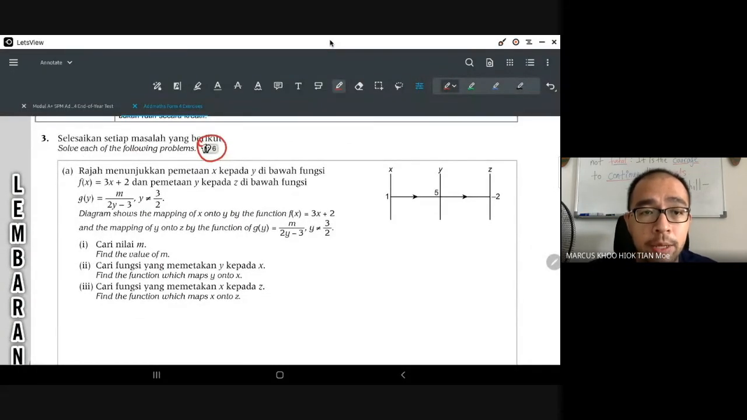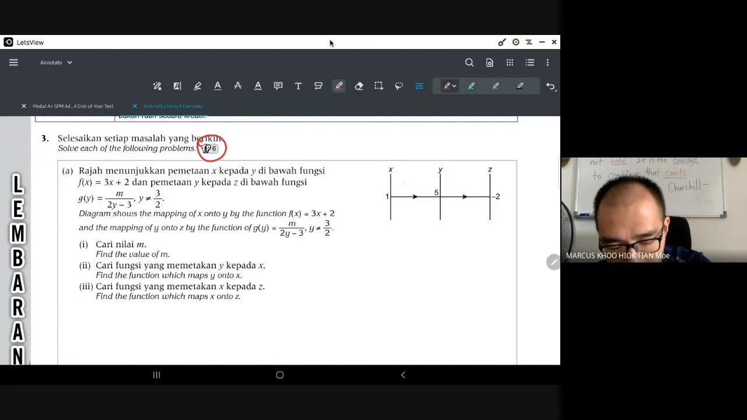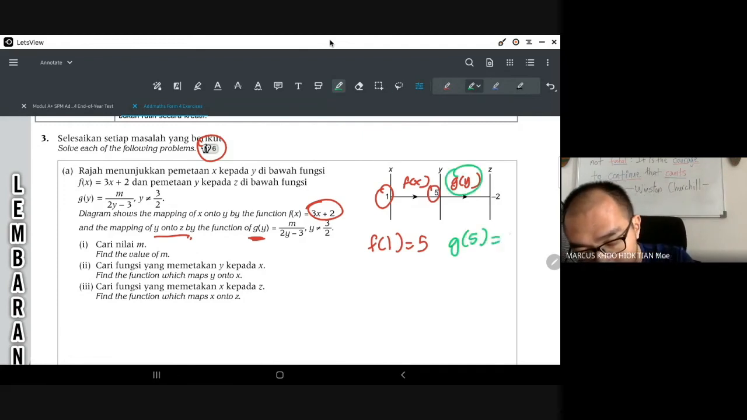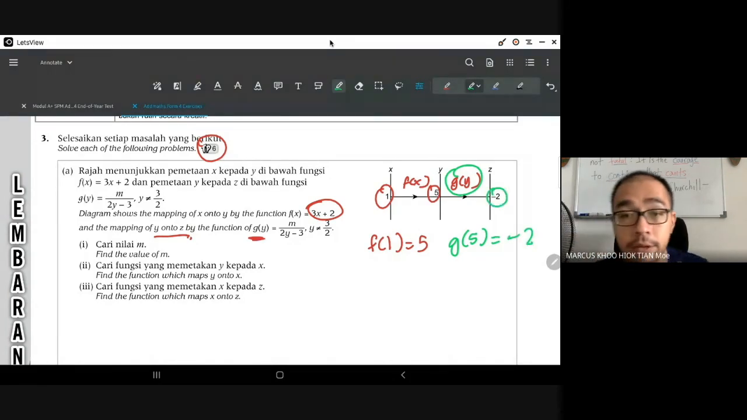So the diagram shows the mapping of x to y by the function f(x) equals 3x plus 2. So x to y is f(x), which is 3x plus 2. The mapping of y to z is this one, g(y). What these two numbers are telling you is this: f(1) equals 5, from 1 becomes 5. And then the second one is g(5) equals negative 2, because the n is negative 2. So quite an important thing over here lah.